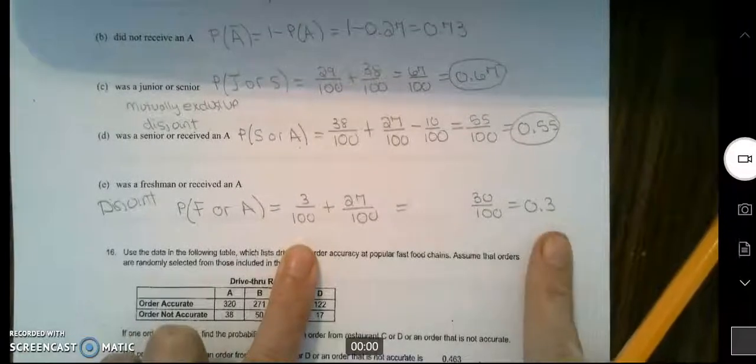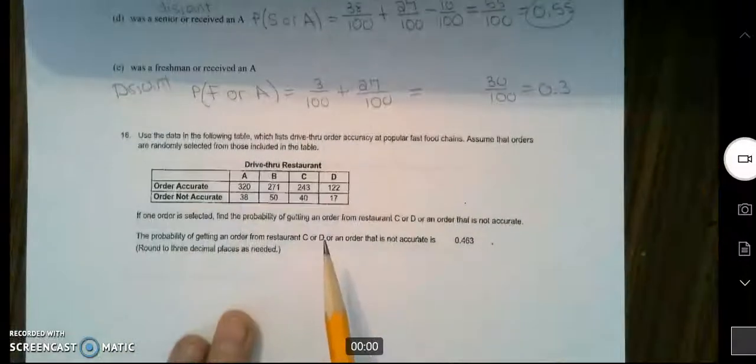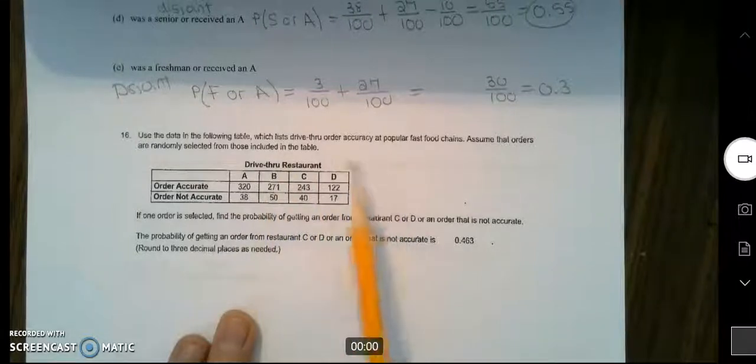Okay, so that's the end of this example. This is one from the homework, but I'm going to do this one in the next video because it's a little bit harder.